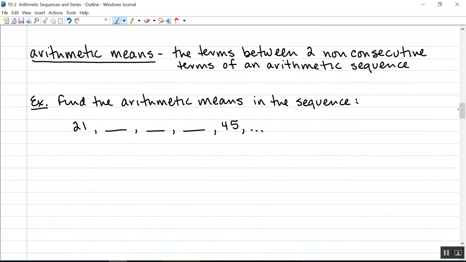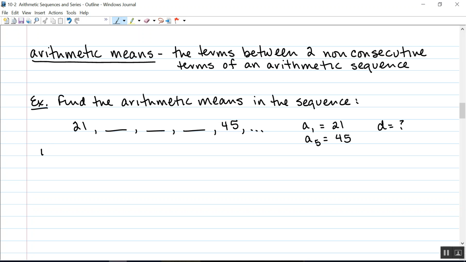Arithmetic means. The arithmetic means are the terms between two non-consecutive terms of an arithmetic sequence. For example, here we have an arithmetic sequence, but we have 3 blanks in the middle. I have basically 5 terms, but I don't know what the middle 3 are, and those are called the arithmetic means. I know that my first term is 21. I know that my fifth term is 45, but what I don't know is what my common difference is.